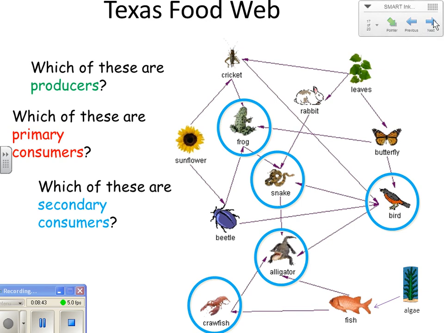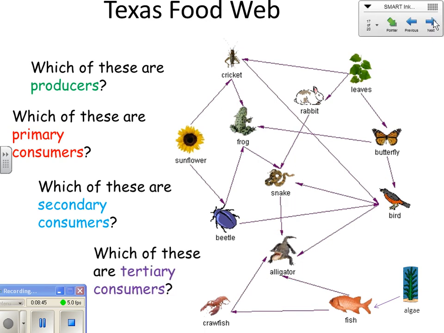Frog, snake, alligator, crawfish, bird. Which of these are tertiary consumers? Your snake and your alligator. Who would a quaternary consumer be? Man.